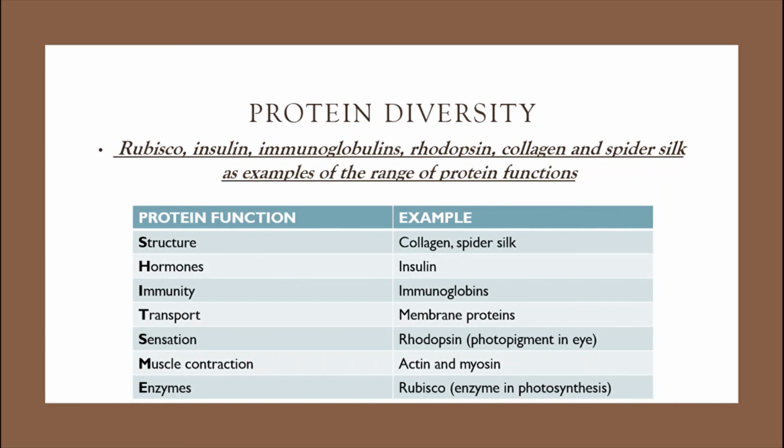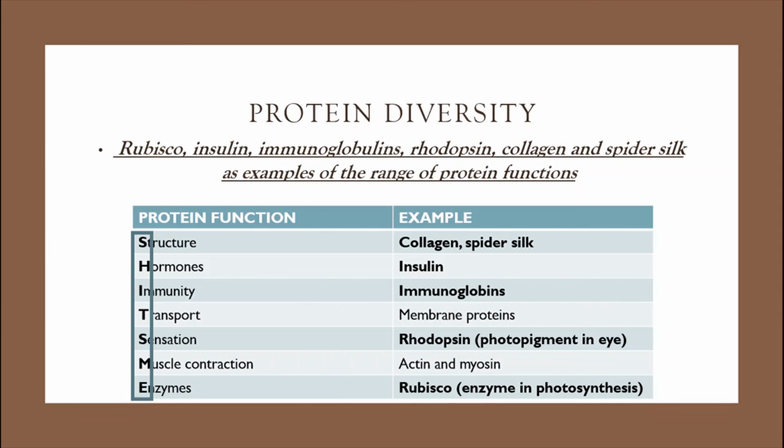In order to remember these different functions, there's a nice little acronym or mnemonic, and I'll let you have a go at remembering that. So remember all these different protein functions and be able to give some examples. The examples that specifically you need to be able to give are collagen, spider silk, insulin, immunoglobulins, rhodopsin, and rubisco. That's all for today's video.